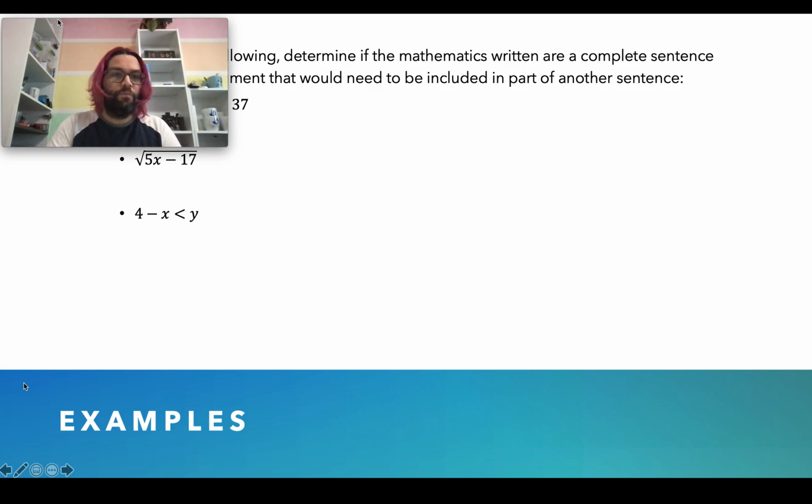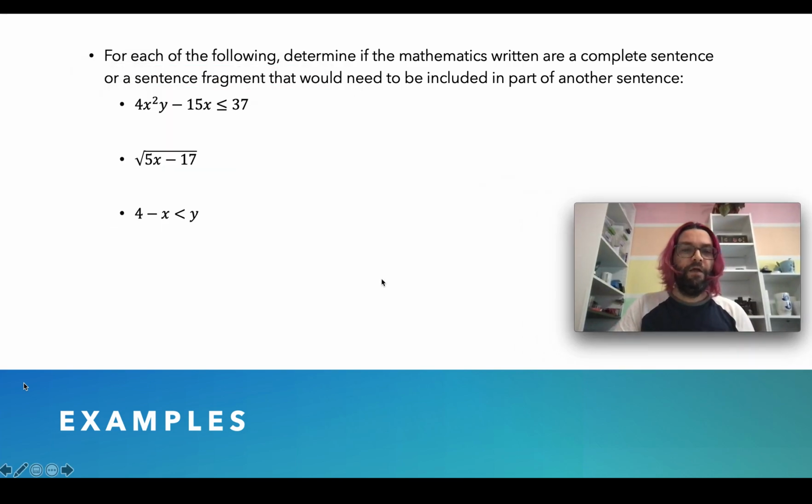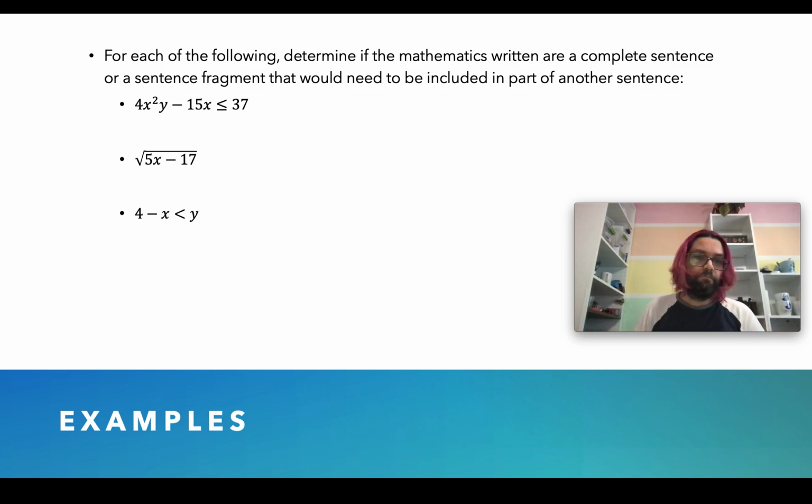So I now want to get into some examples of this, and these are still going to be really simple, just looking at whether this thing is a complete mathematical thought, or just a smaller thing that needs to exist. Oops, my face is in the way. So for each of the following, I want us to take a moment to determine if the mathematics written is a complete sentence, or if it's a sentence fragment that would need to be included in part of another sentence. So pause the video for a moment, consider these three things, and decide for yourself if these are complete mathematical sentences, or if they are essentially sentence fragments, mathematical expressions that need to be included in part of a larger sentence.